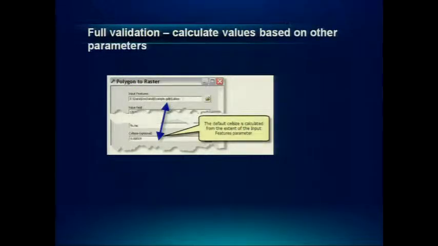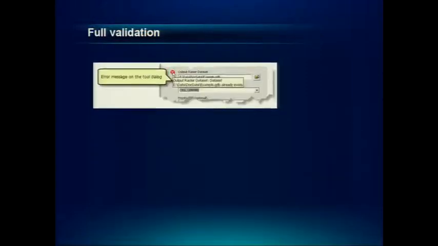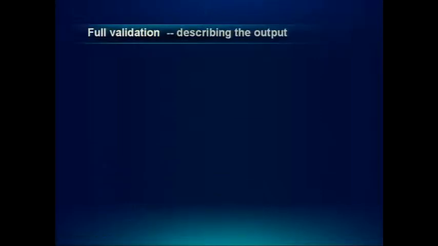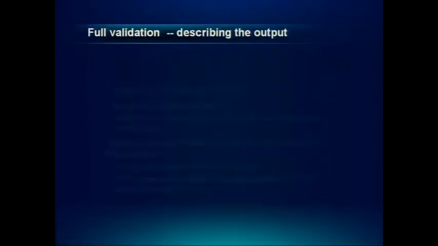You can do things like calculate default values. Down here, the last parameter is a cell size. Based on the extent of the input features, I can calculate a default cell size. That's something I can do with my own custom validation. Other things I can do with validation, I can put things in categories. Perhaps you've seen these category windows in a tool dialog. You can do custom error messages. And you can enable and disable parameters. So depending on what they put in one parameter, another parameter becomes enabled. And the other thing that we do with validation is describe the output for chaining.